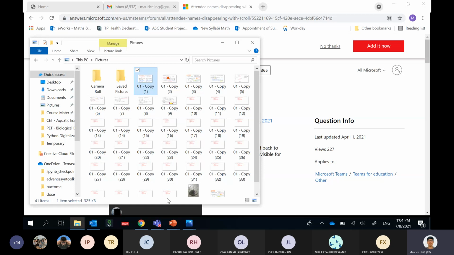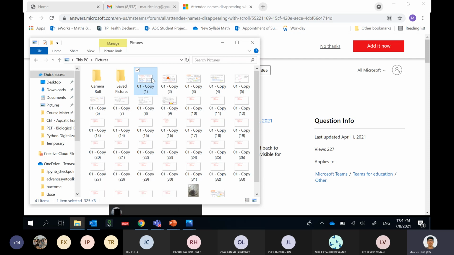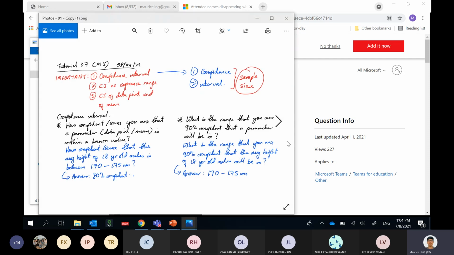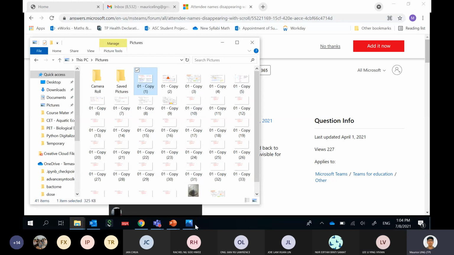For question 1 part D, why is it false? Because confidence interval can be computed for data points as well. So let me just show you this. See, this is the part, the red color question. It can be computed for a single data point. It may not always be computed for the average. That's why it's false. Okay, yeah, that's the reason.